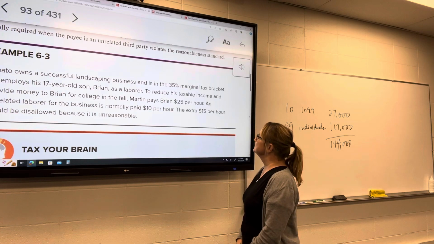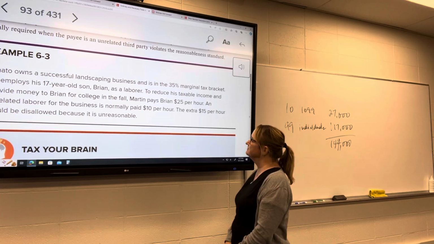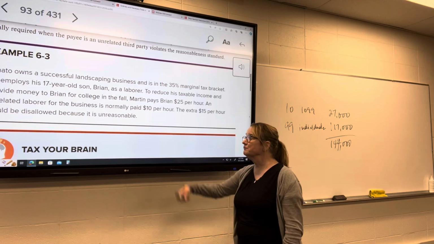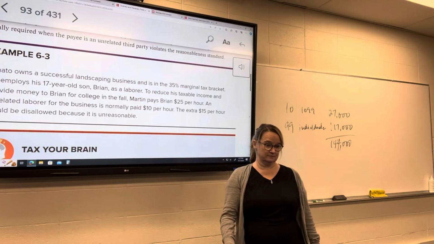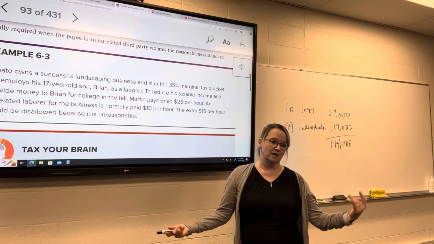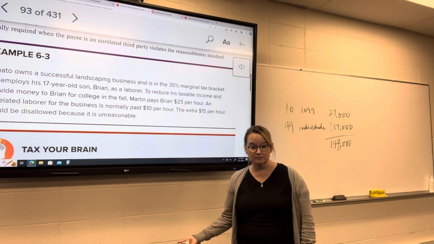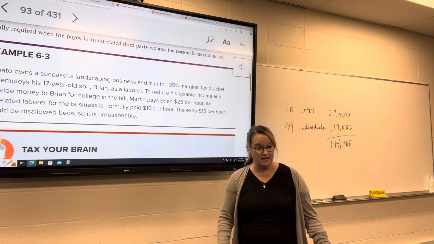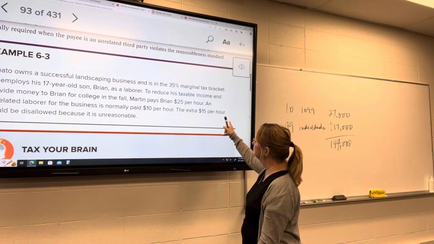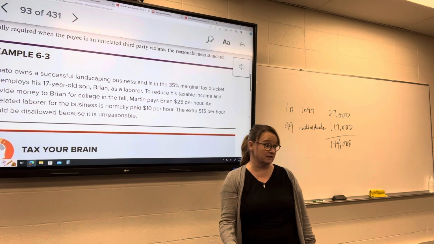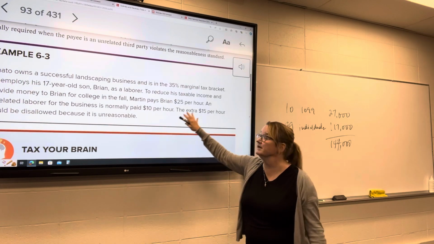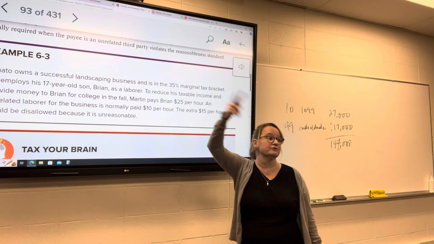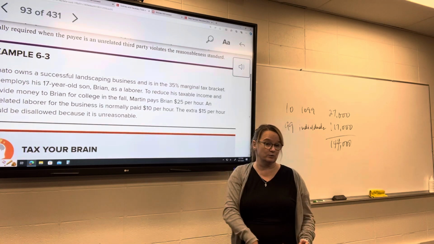So to reduce his taxable income and provide money for Brian for college in the fall, he pays Brian $25 an hour. But everybody else is paid $10 an hour. Brian's getting special treatment. Well, that's not reasonable in amount. A reasonable amount for Brian would be $10 an hour, just like everybody else. So the additional $15 an hour would not be considered deductible, because all Minato is doing here is transferring income to his son, who's in a lower tax bracket.